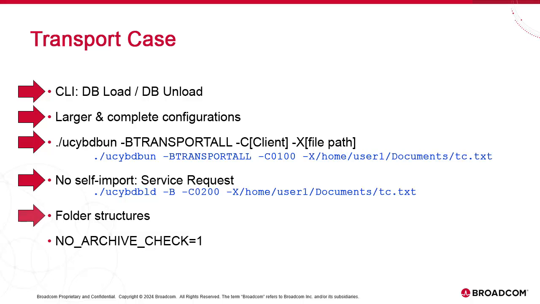Note that this procedure preserves folder structures. The import procedure executes an authentic replication of your clients. Before using db-unload, we recommend updating the ini file and setting the no archive check setting to 1 to enable it. Not doing so could prevent the utility from executing if it's unable to detect the presence of an archive flag, which you may or may not have.